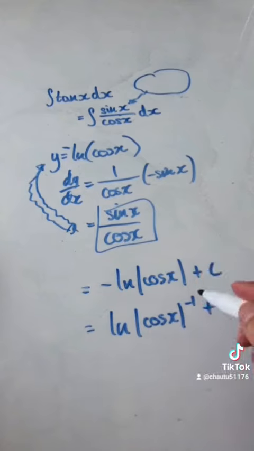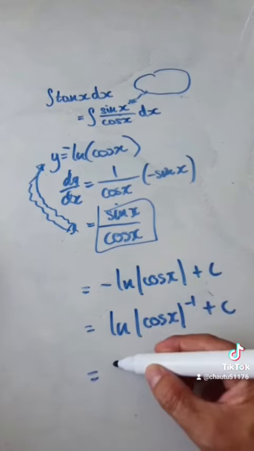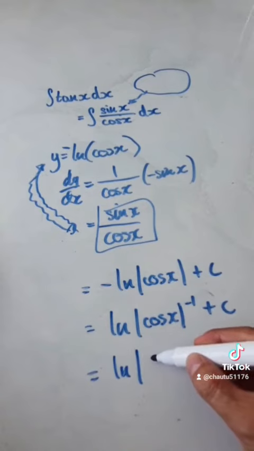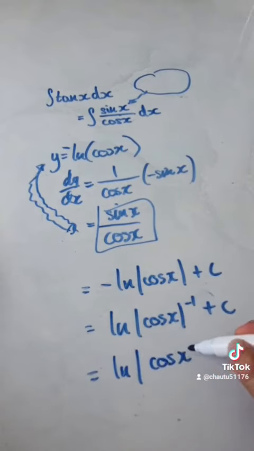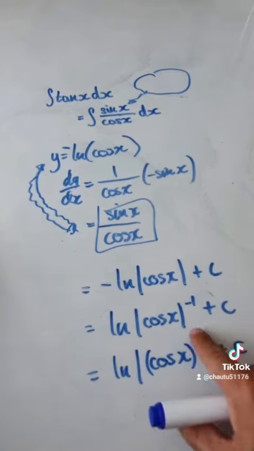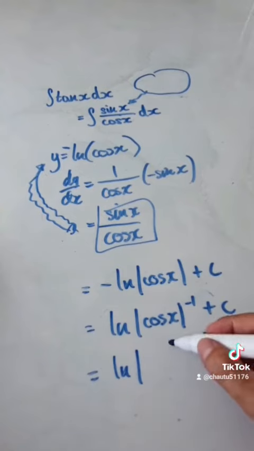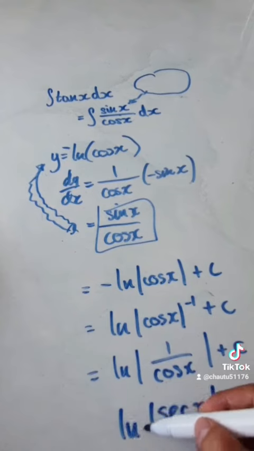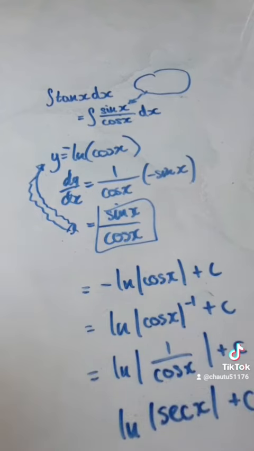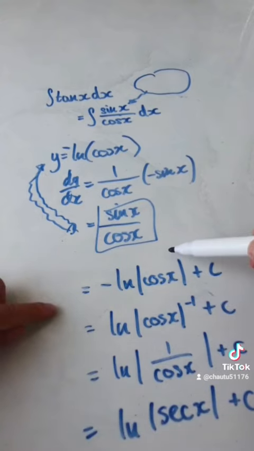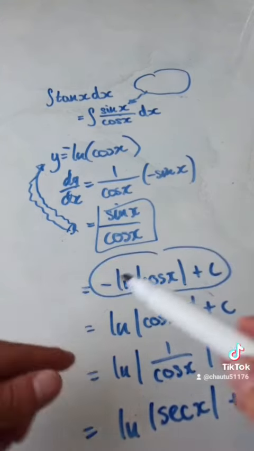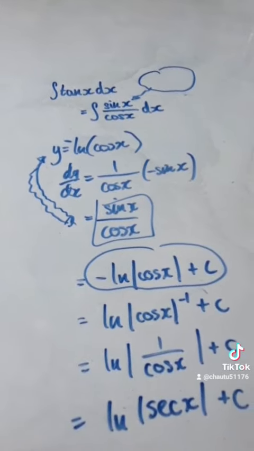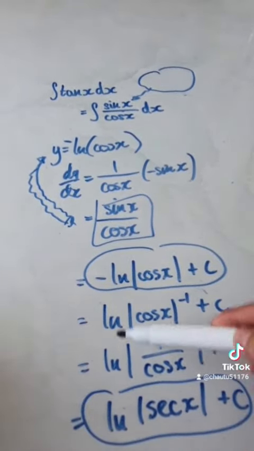You have to think about this for yourself, but you can actually push this in here, so it will look like this, natural log of cos of x to the power of minus 1. It would be the same thing. Think about it. Well, this is really the same as 1 over cos of x, which is the same as secant of x. So you can either leave it as this, or you can leave it as this. Okay, so that's how you integrate tan of x.